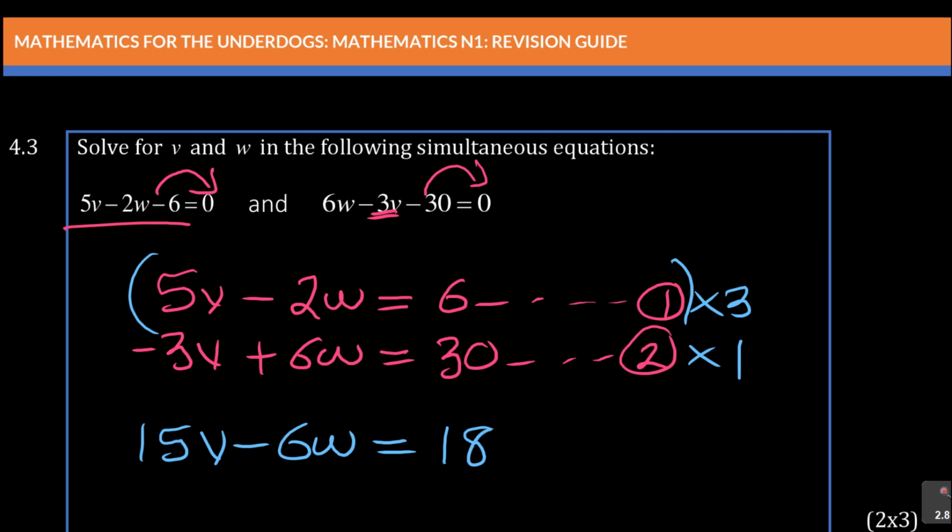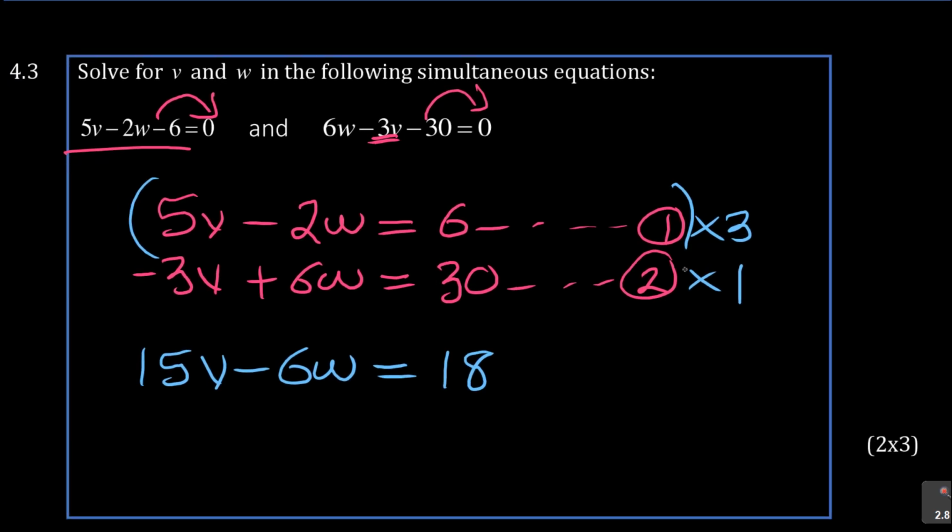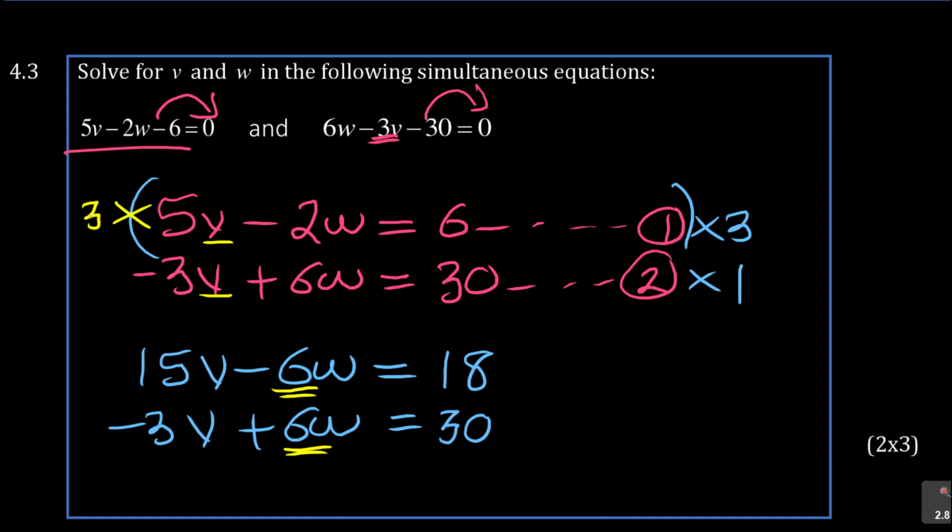Right? We continue. When we multiply by 1, nothing changes. Minus 3v plus 6w is equal to 30. That's the reason why I said we're eliminating w. Why? Look at this, 6w, 6w. So you're looking for two numbers that when you multiply them, they will match one of them, either v or w. If we didn't want v, we would multiply this one by 3 to get 15, this one by 5 to get 15. So it depends on whatever you want to do.